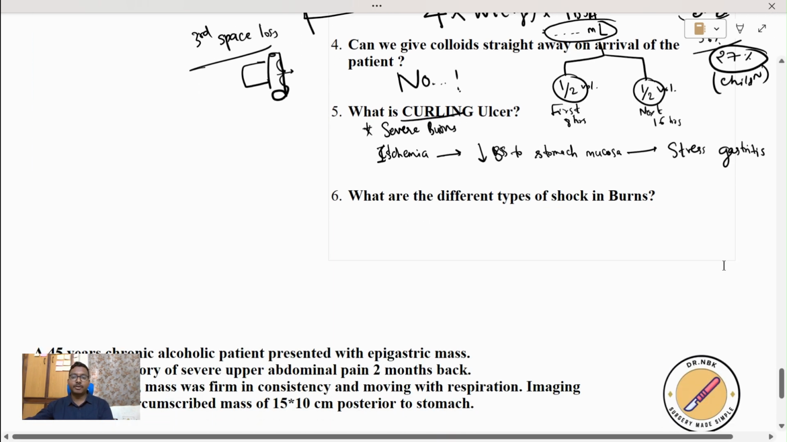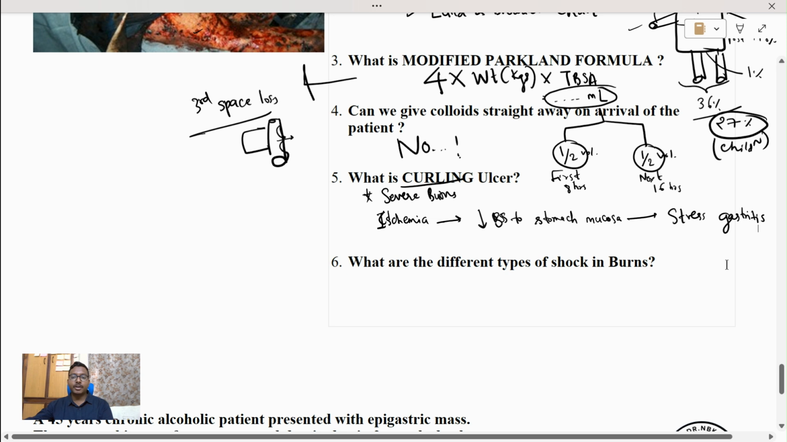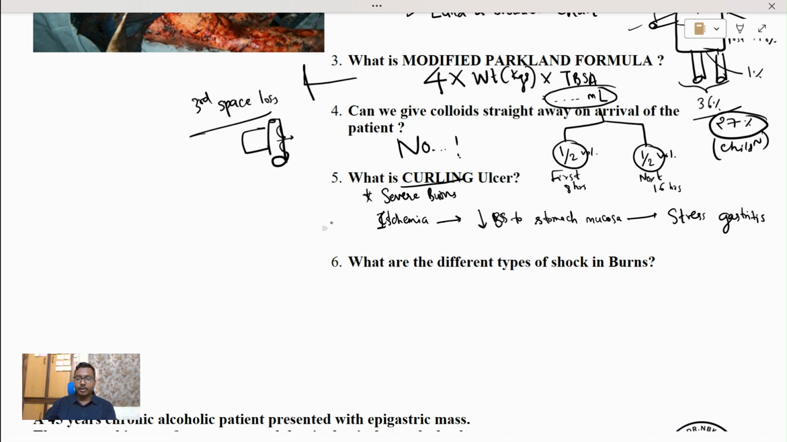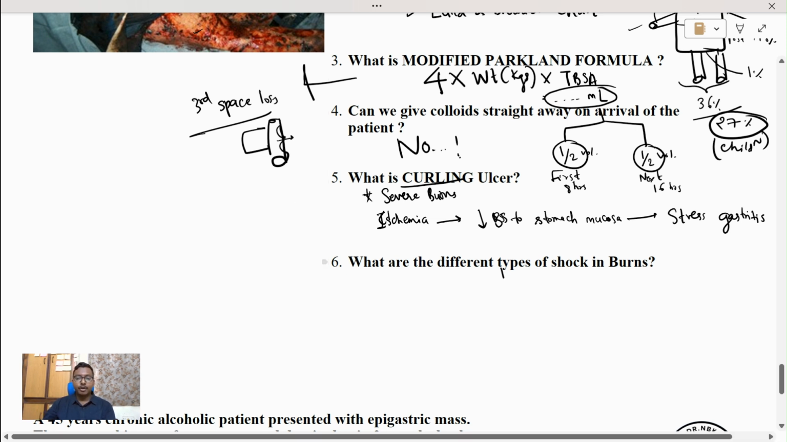Next, what are the different types of shock seen in burns? You need to understand here, because of the volume loss, the main important type of shock which can happen is hypovolemic shock.